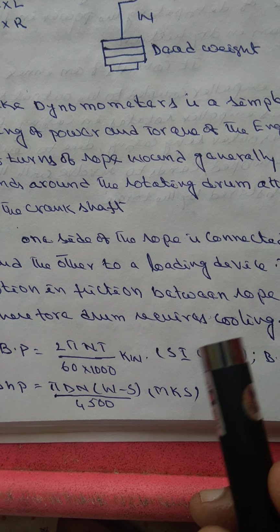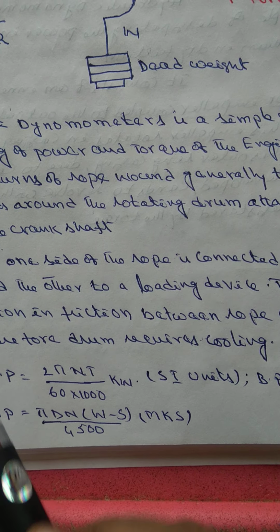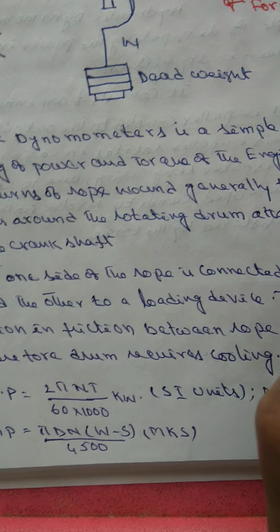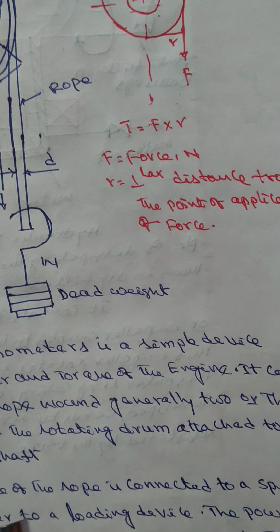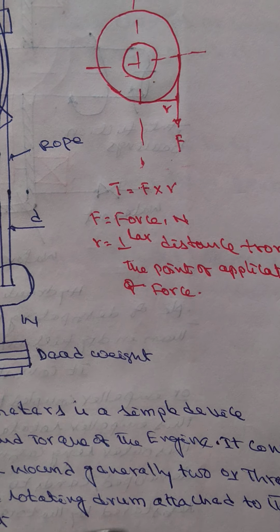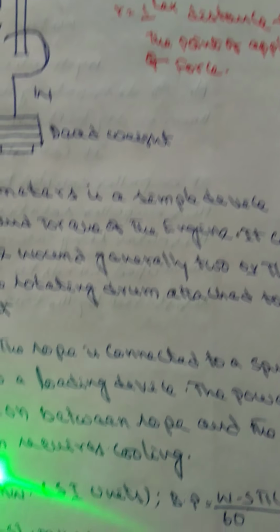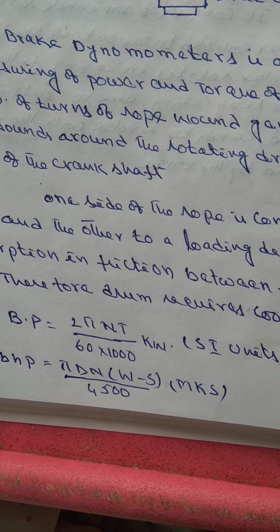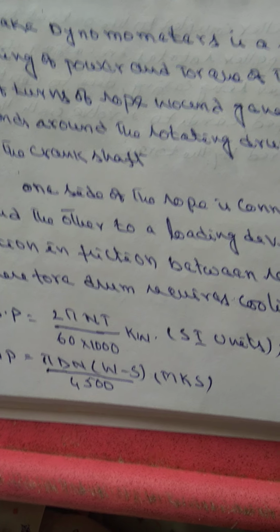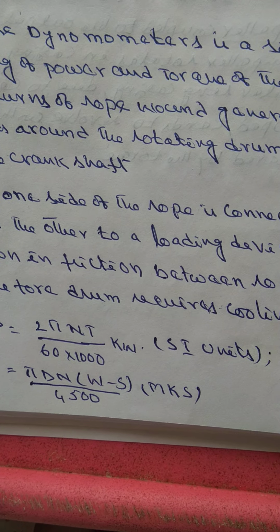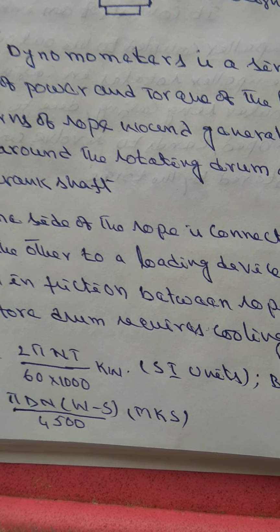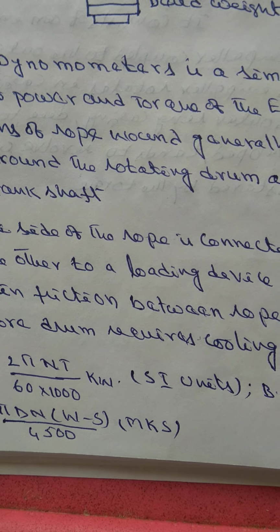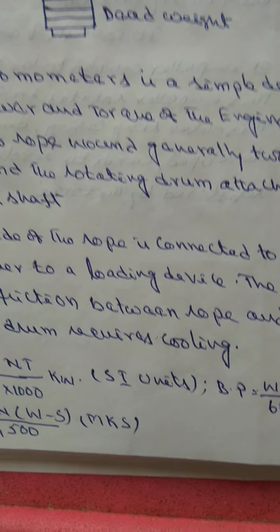T is nothing but the torque. How are we going to find out the torque? We know the force, how much force is applied on the engine, the dynamometer, and the radial distance from it. With both of these we find this T. So generally for BP, the torque will be (W minus S) into pi into (D plus d) by 60. And one more thing: BHP we can find in MKS units as pi D N into (W minus S) divided by 4500. So this is one more equation. We can find out horsepower with the help of this rope brake dynamometer.